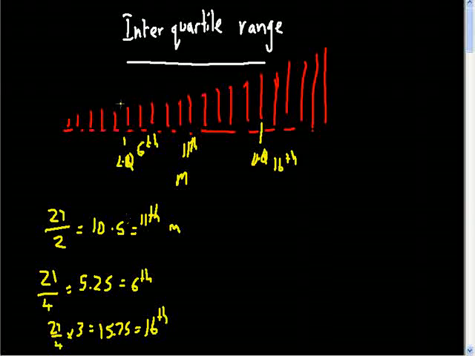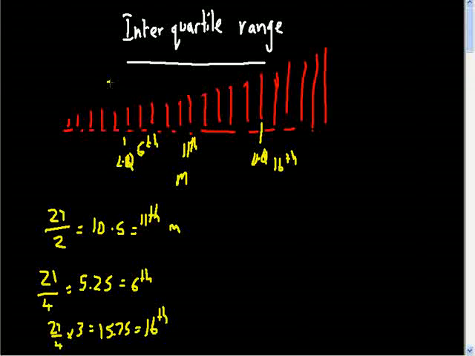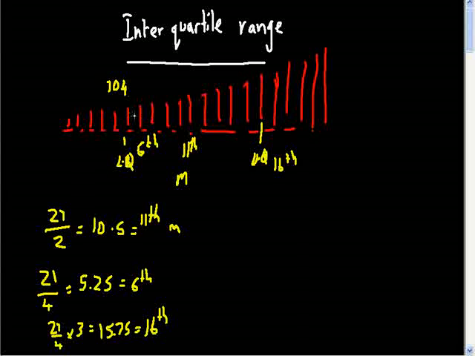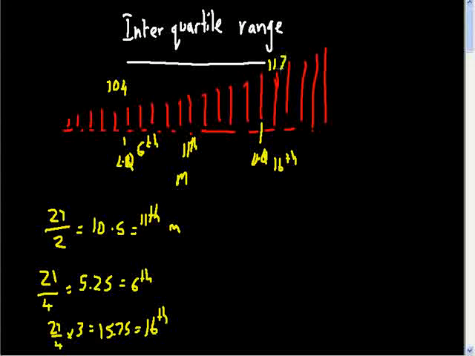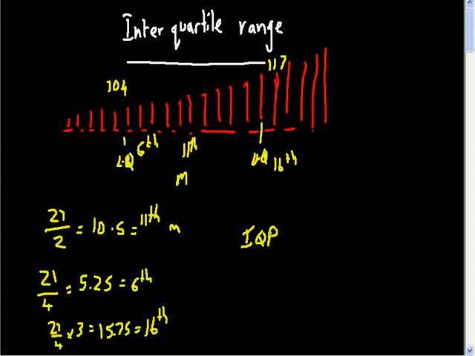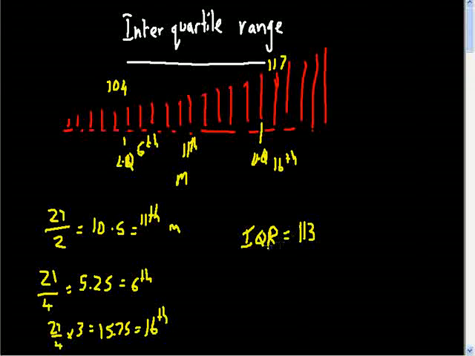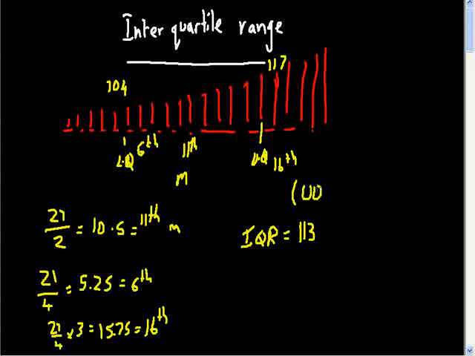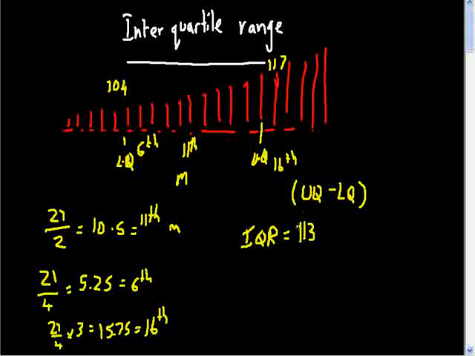Let's say the value I had for the height of the 6th person was 104, and for the 16th person the height was 117. Therefore the interquartile range, the IQR, is 13. The interquartile range is the difference between the upper quartile and the lower quartile. You can show it like this as well. Good. Now let's see what this interquartile range actually means for a data set.